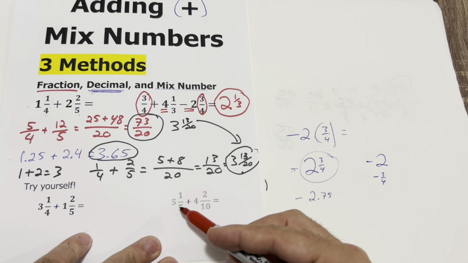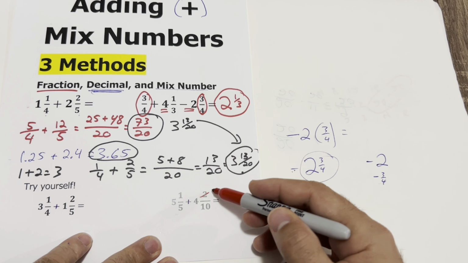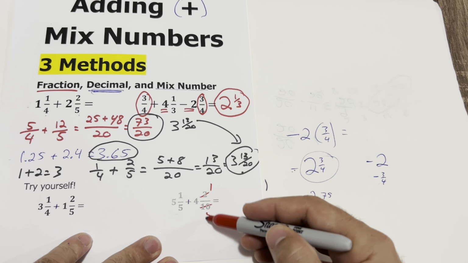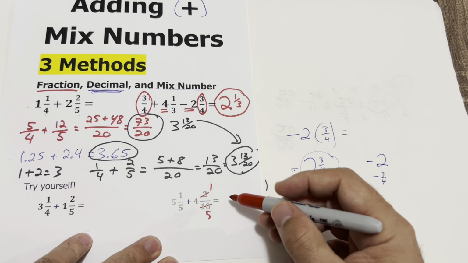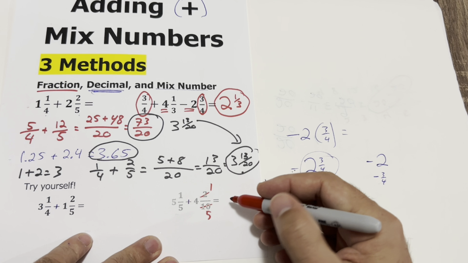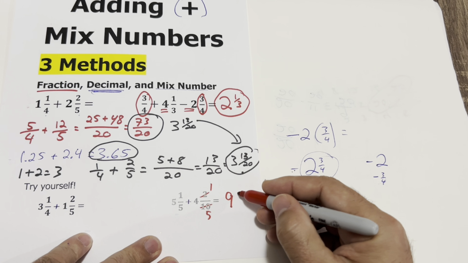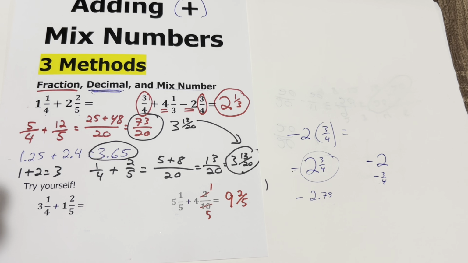So here, 1/5 and 2 over 10. If I simplify this, that will be divided by 2, 1, divided by 2, 5. So 1 over 5 and 1 over 5. So here the fraction will be 2 over 5, and 5 plus 4 is 9. So the answer here is 9 and 2 over 5. You see, very easy. You can do that super quick.